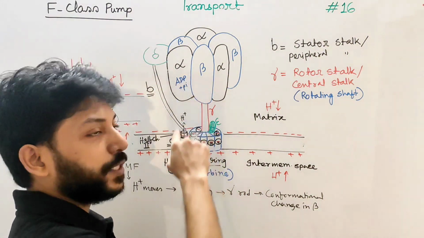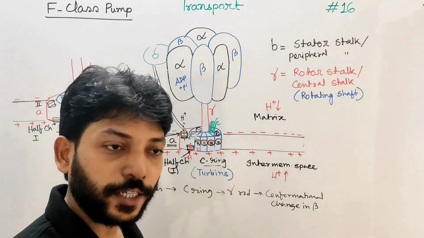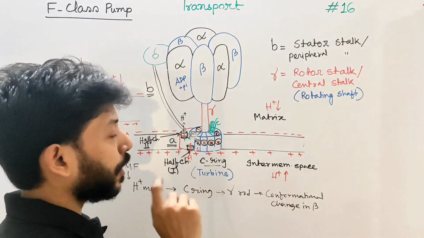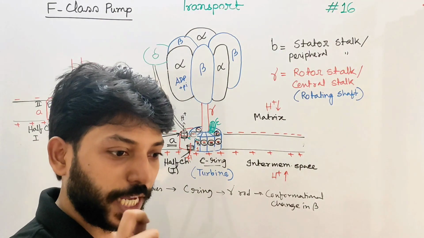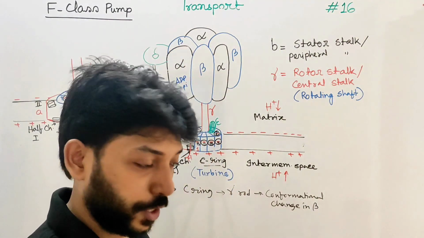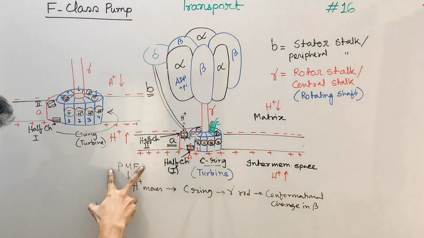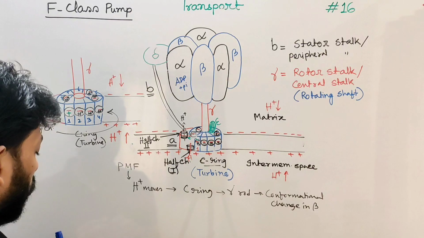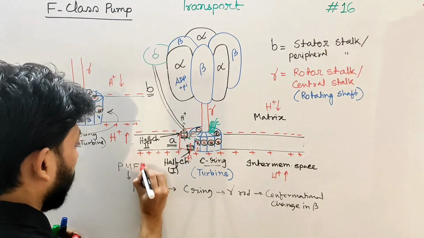Binding of ADP and Pi or ATP in the alpha just maintains the rate of ATP generation. The main function, the main ATP synthesis, is performed by these three beta subunits. Now, the first thing we have to understand, I have actually mentioned what is PMF, and now we have to understand the second fact. So this is the first point we have to understand.